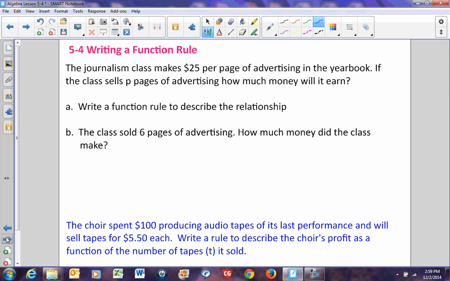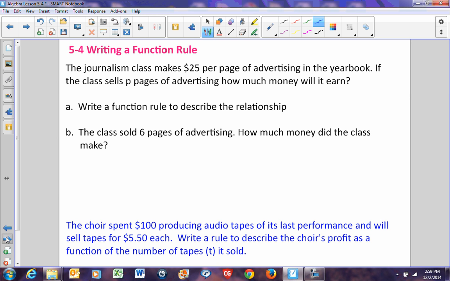Now, you also have to be able to write function rules from word phrases and statements. The journalism class makes $25 per page of advertising in a year. If the class sells P pages of advertising, how much money will it earn? We're going to write a function rule to describe the relationship, and then figure out how much money the class makes if it sold 6 pages.